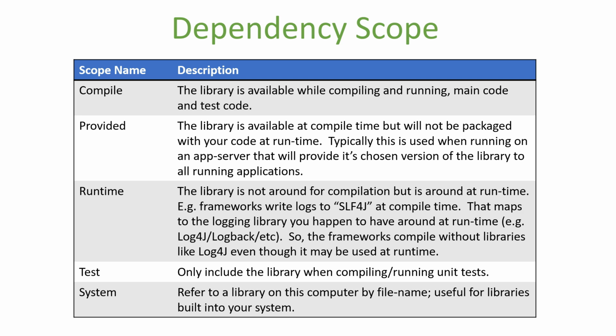Tests means you want to only have the dependencies around while you're compiling or running test code. And this is great for anything that's part of your test harness that you do not want to sneak into your main code. And system means that you want to point to a specific file on your local computer directly. This is used much less often.